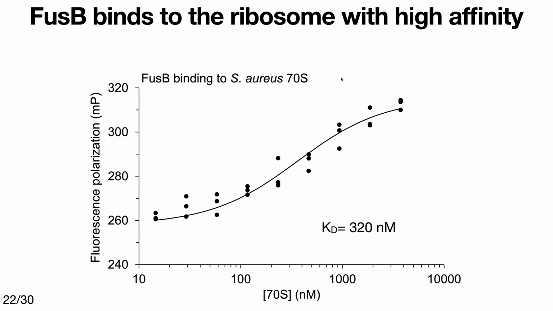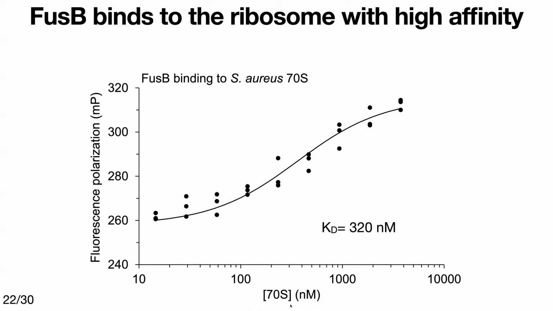And then, because FusB is much smaller than the ribosome, we can track how it binds by tracking the increase in polarization. If it binds to a ribosome, which is like 10 times bigger, 100 times bigger, it will increase the polarization of the emitted light. And this is what I show here.